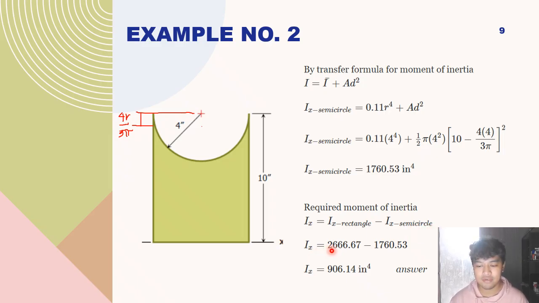So our values we have here: 2666.67 inches to the power of 4 minus 1760.53 inches to the power of 4. And with that, our total moment of inertia with respect to x, for the whole shape, the composite area, we will have the remaining value 906.14 inches to the power of 4. So that is the answer for example number 2.